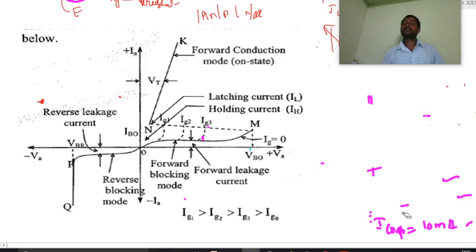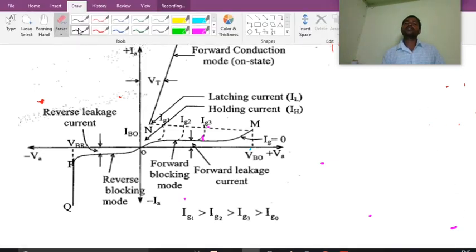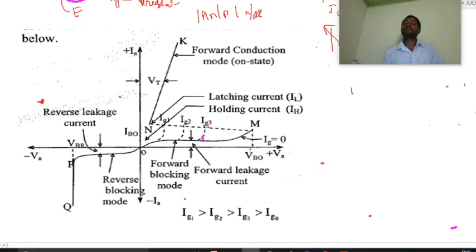So I discussed two modes. One is forward blocking mode, and the second one is forward conduction mode. In the forward blocking mode, junctions J1 and J2 are forward biased and J3 is reverse biased. And in the forward conduction mode, all of J1, J2, J3 are forward biased.